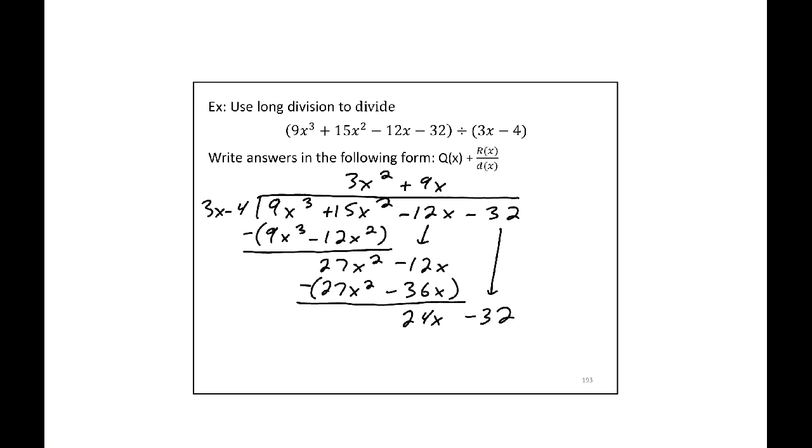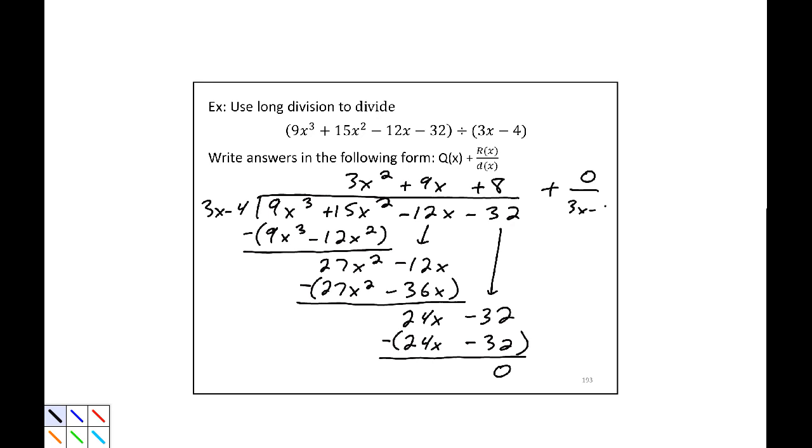Last step, I believe, 3x multiplied by what would give me a 24x? That would be a positive 8. So multiplying 8 by 3x would be 24x. Multiplying 8 by minus 4 would be minus 32. And those are the same, so subtracting will give me 0. So my answer is 3x squared plus 9x plus 8 plus 0 over 3x minus 4.